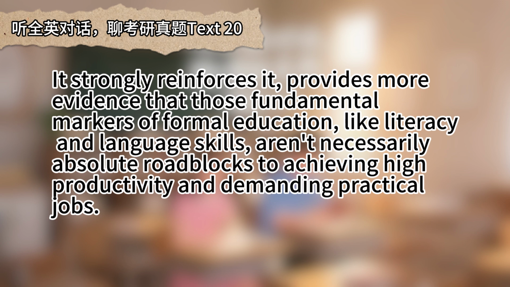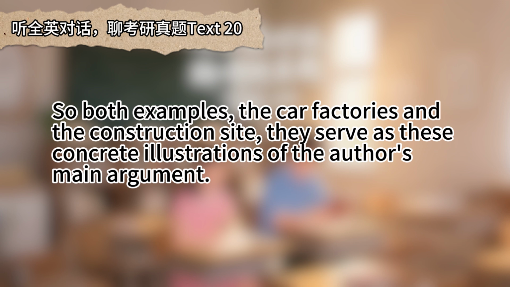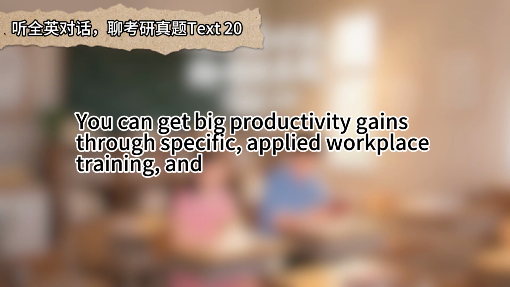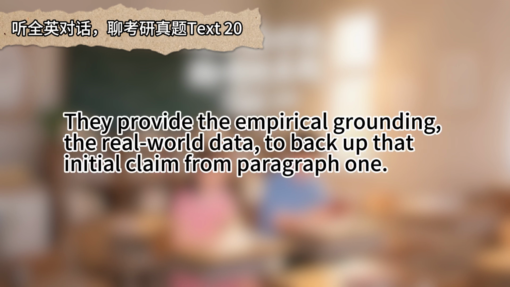It strongly reinforces it. It provides more evidence that those fundamental markers of formal education, like literacy and language skills, aren't necessarily absolute roadblocks to achieving high productivity in demanding practical jobs, as long as effective on-the-job training and presumably good work methods are in place. So both examples, the car factories and the construction site, serve as concrete illustrations of the author's main argument. You can get big productivity gains through specific applied workplace training, and potentially much faster than waiting for broad formal education levels to rise. They provide the empirical grounding, the real-world data, to back up that initial claim from paragraph 1.